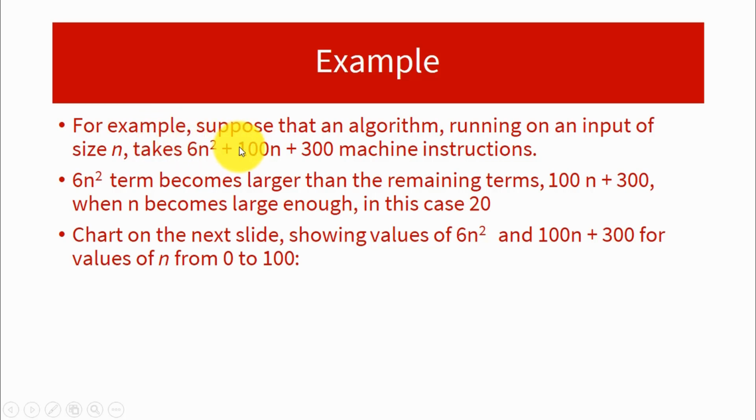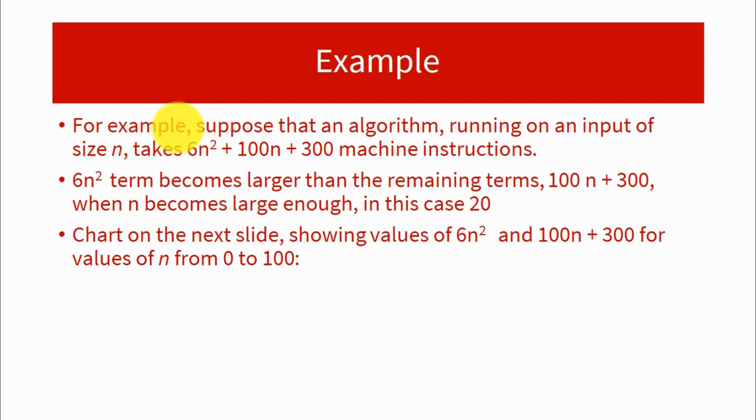So for example, suppose that an algorithm running on an input of size n takes, this particular line is an equation, 6n squared plus 100n plus 300 machine instructions. Remember, we do not measure the running time of the algorithm using actual time units, but rather the number of steps that are involved in that particular algorithm. So these are actually machine instructions. And how do we derive such a function from code? We're going to look at that at the end of this lecture.